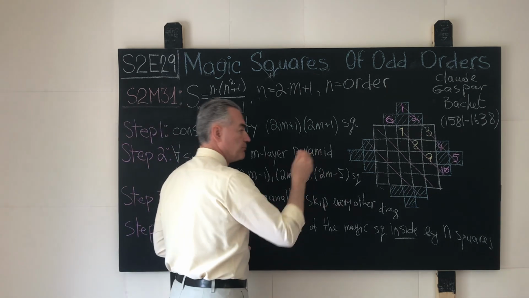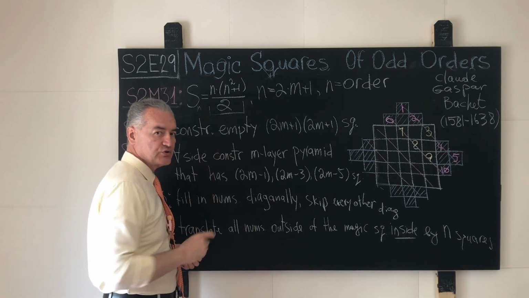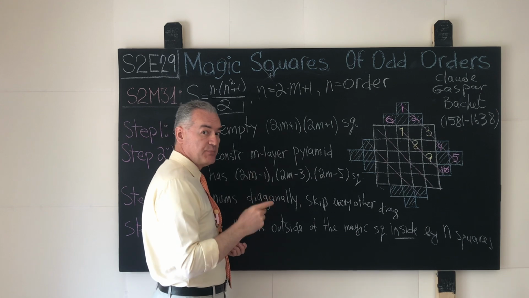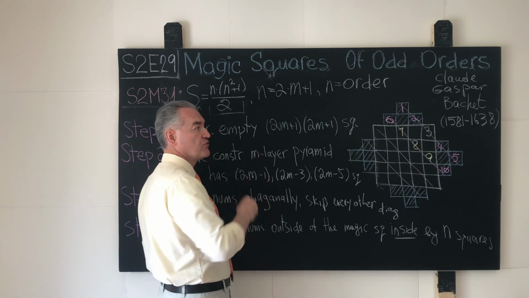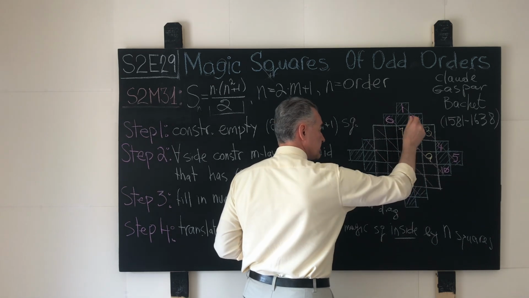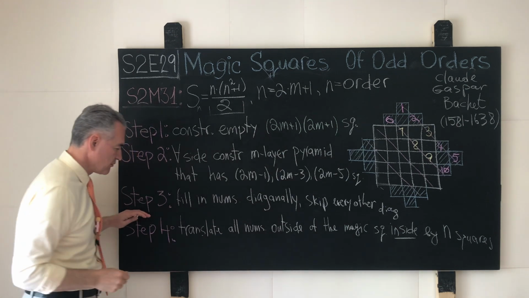Again, out of 4 pyramids, pick one. Start with the topmost square, the single square. Out of 2 possible directions, pick one and stick with that direction for the entire duration of the algorithm. Fill out the numbers mechanically, skip every other diagonal. This is the step number 3.